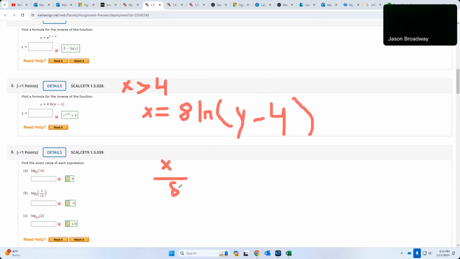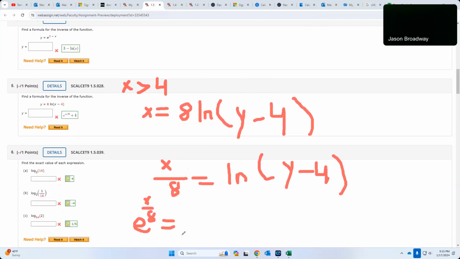We divide by 8. You got to get the ln by itself, right? Now remember, you can exponentiate inverse style, sort of going the other way, because you already have ln. You need the other guy, so you need e. So do it like that. That e and that ln will kill each other. So notice it's understood that y is greater than 4, but anyway. So we get e to the x over 8. We can't really cancel anything there, right? It's equal to y minus 4.